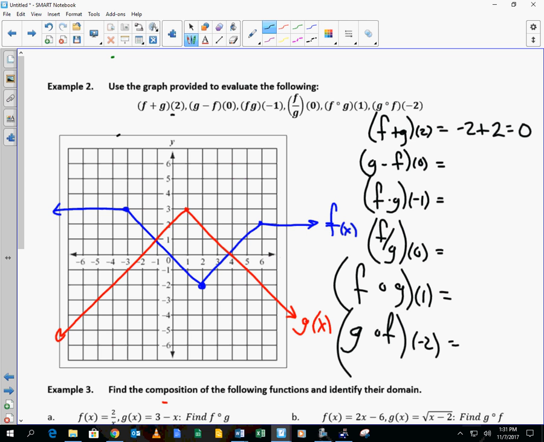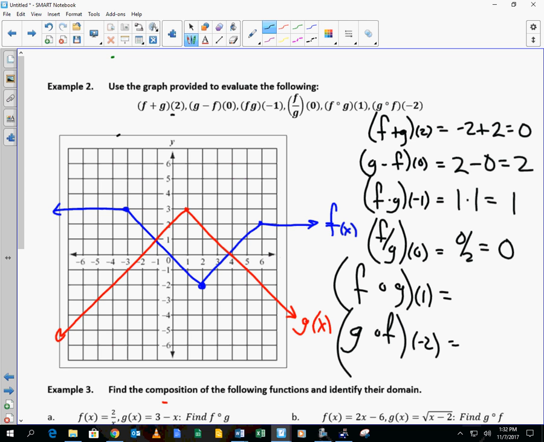g minus f of 0, g of 0 is 2. f of 0, 0, and I get 2. f times g of -1. f of -1, 1. g of -1, I get 1 times 1, it's 1. f divided by g of 0. 0 divided by 2. And that is 0.